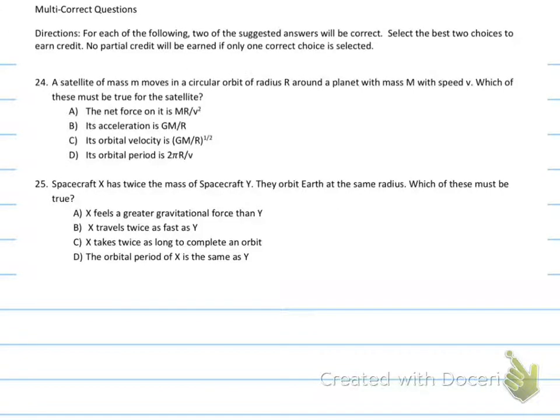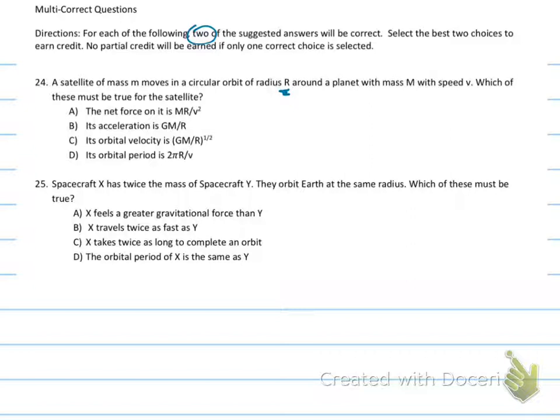All right, multi-correct questions. We need two answers to be correct. Number 24, a satellite of mass m moves in a circular orbit of radius capital R around a planet with a mass big M with speed v. Which of these must be true for the satellite?